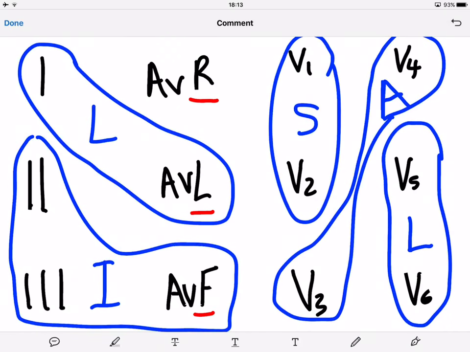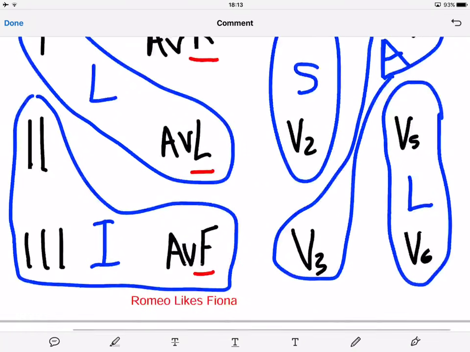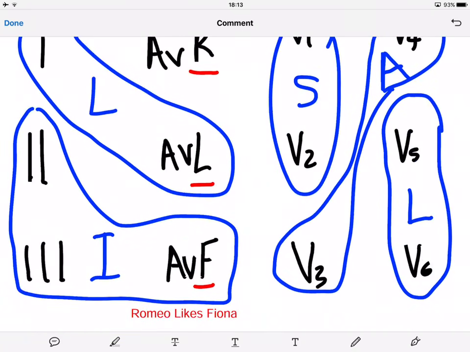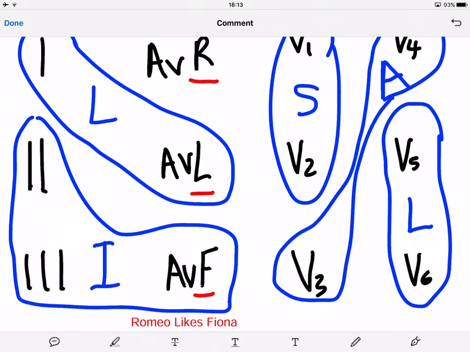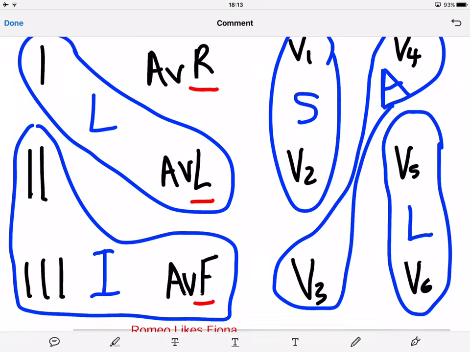One thing that I didn't actually mention before was a way that I remember where our AVR, AVL and AVF is, so how I know which one comes first and which one comes last, is a little mnemonic, which is Romeo likes Fiona. Now, I know it's Shrek likes Fiona, but we're going to use Romeo in this case because there's no S. So it's Romeo likes Fiona, and that's how I remember that it's AVR, AVL and AVF.